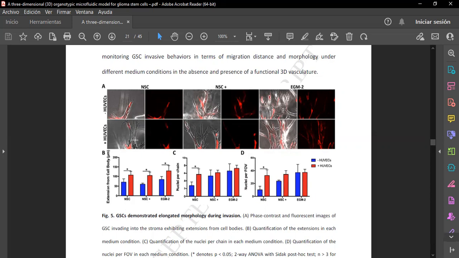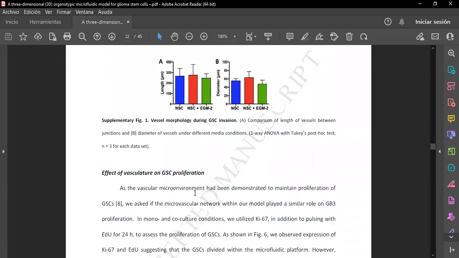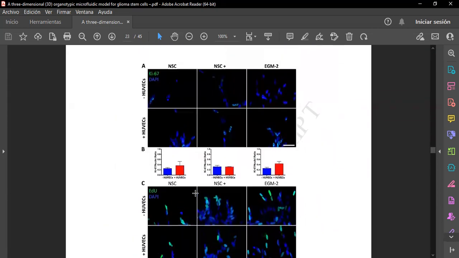Okay, here you can see the extension of the GB3 cells when they are cultured with HUVEC cells in the different culture media. And significant differences are registered in this culture media in all of the three parameters that they evaluate.